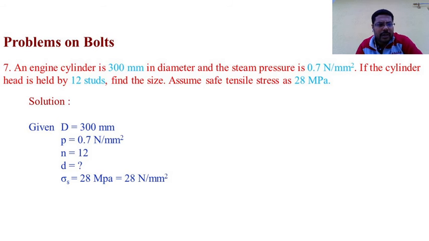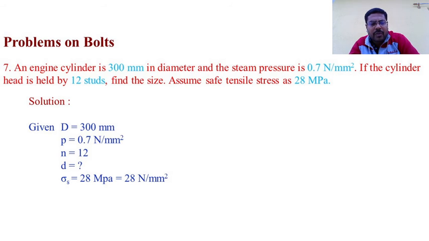Okay, so go for the next, 7th problem. An engine cylinder is 300 mm in diameter and the steam pressure is 0.7 newton per mm square. If the cylinder head is held by 12 studs, find the size of the bolt, and the safe tensile stress is 20 megapascal. Find the diameter of the bolt. Okay, the bolt size will be found here.